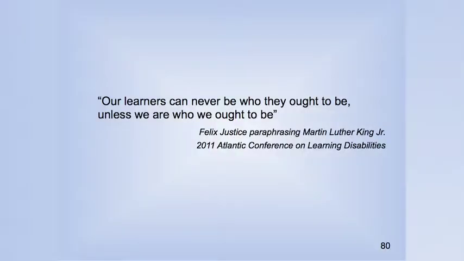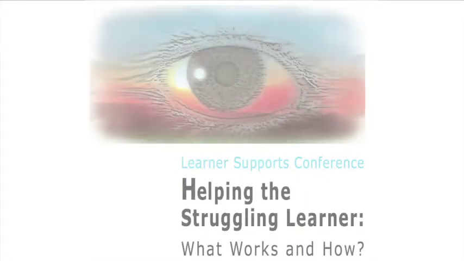I'm just going to finish with a quote that I heard at the last Atlantic Conference on Learning Disabilities, which I'll correct because it shouldn't be disabilities, it should be learning differences. It was Felix Justice who was paraphrasing Martin Luther King in his introduction to Danny Glover, who was there to speak. It's basically, our learners can never be who they ought to be unless we are who we ought to be. And it really shows the importance of us as instructors to be who we say we're going to be so that our learners can achieve all the things that we want them to.